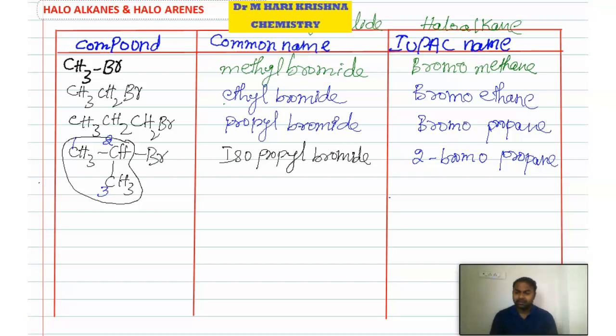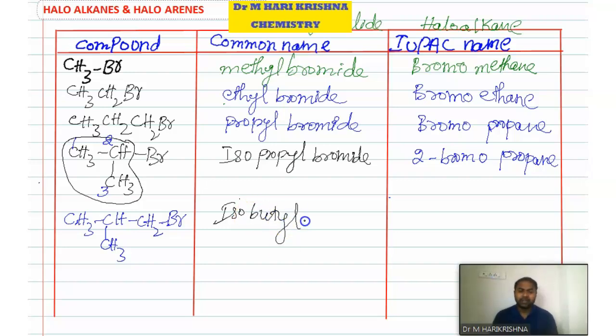Next one. We are increasing one carbon simply. Then tell me, students, the name. So this one also is iso only, similar to that. But the number of carbons is increased. So iso, the total number of carbons in that molecule is 4. So butyl. Isobutyl bromide.